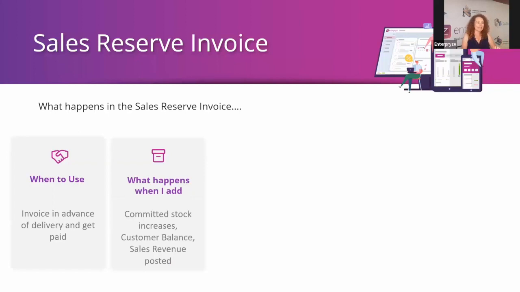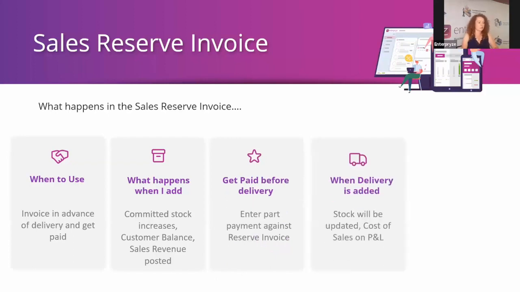What happens when I add a sales reserve invoice? Well, the committed stock increases, so a bit like your sales order. The customer balance and the sales revenue is posted. Okay, that's important. So your balance sheet and your P&L is updated with the revenue. You can get paid before delivery, so we can enter in a part payment and allocate that against the reserve invoice. When the delivery is added, so it's only at this point, when you add the delivery to the sales reserve invoice, the stock will be updated and the cost of sales on your profit and loss will be updated.